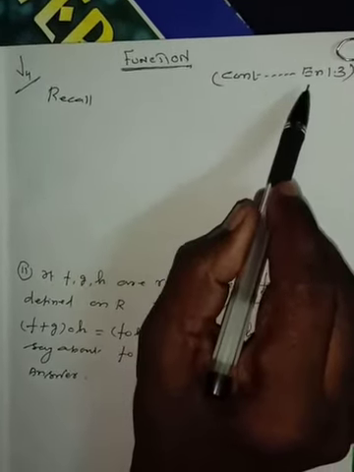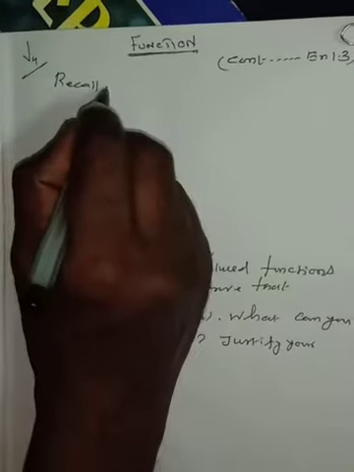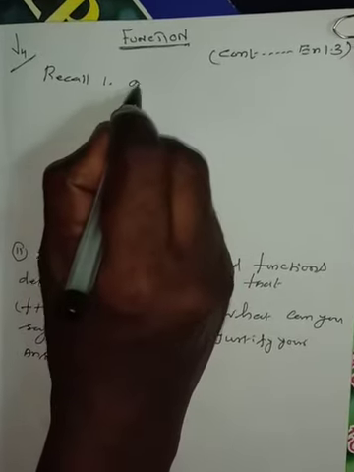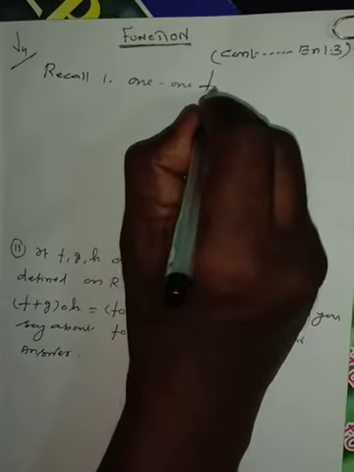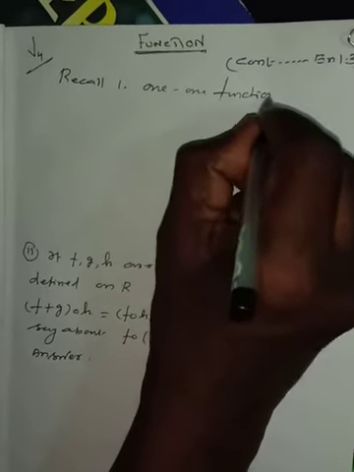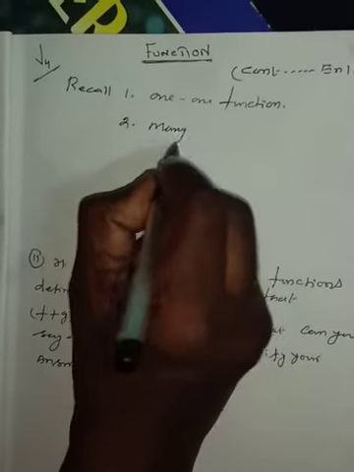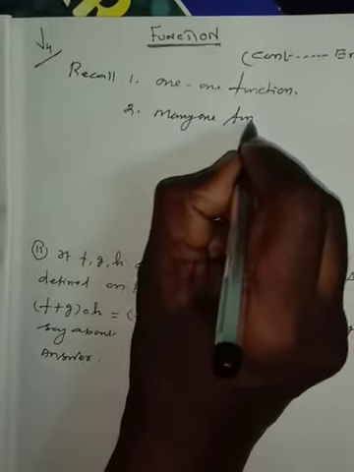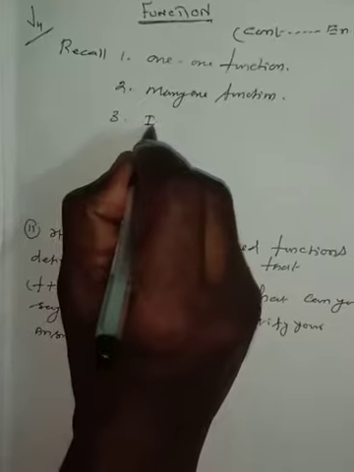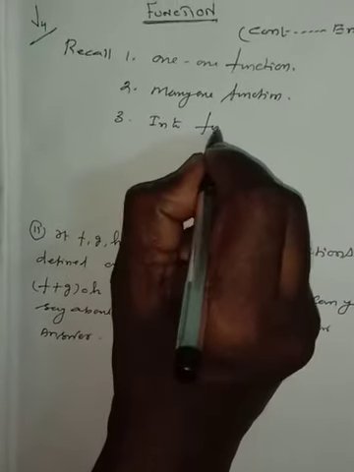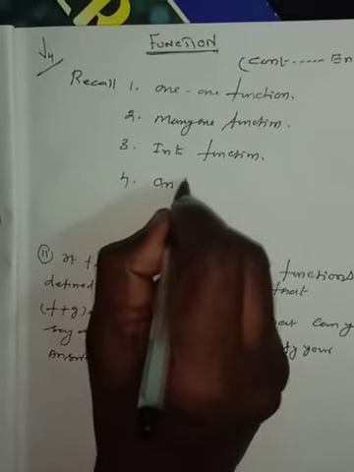Continuation of Exercise 1.3, sums number 11 to 20. Recall number 1, one-one function. Number 2, many-one function. Number 3, into function. Number 4, onto function.